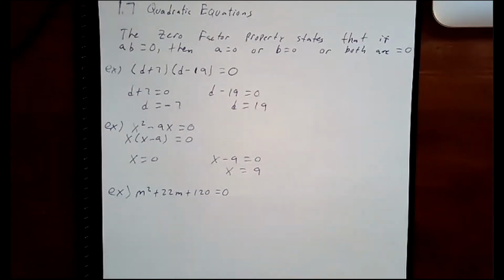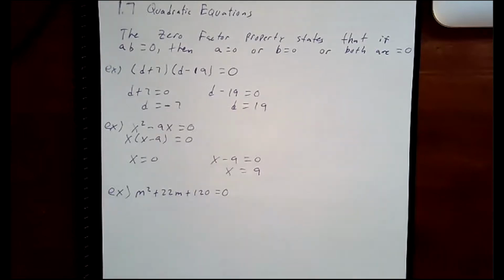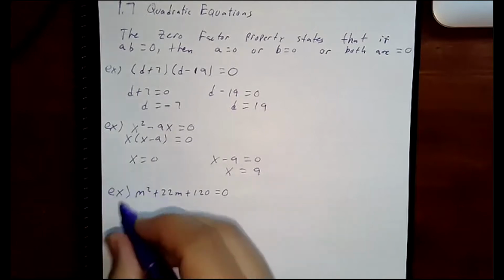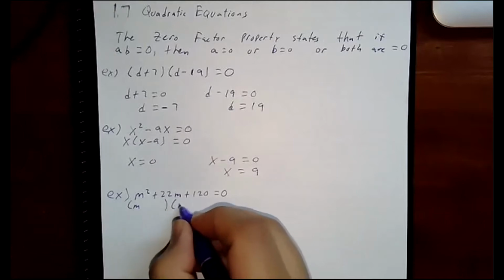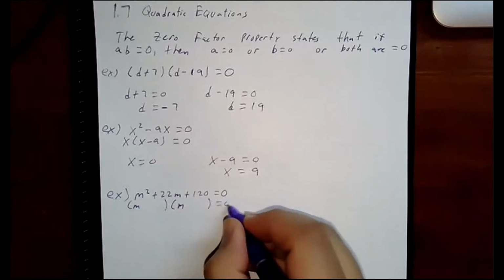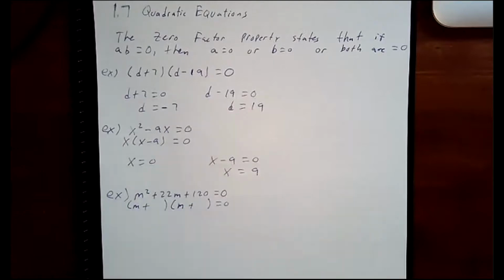So now all the factoring stuff we did in the last few sections is going to be very helpful. So what are factors of 120 that add up to 22? So we know the first part would be something like this, because it's m squared. And everything is positive, so everything needs to be plus here too.